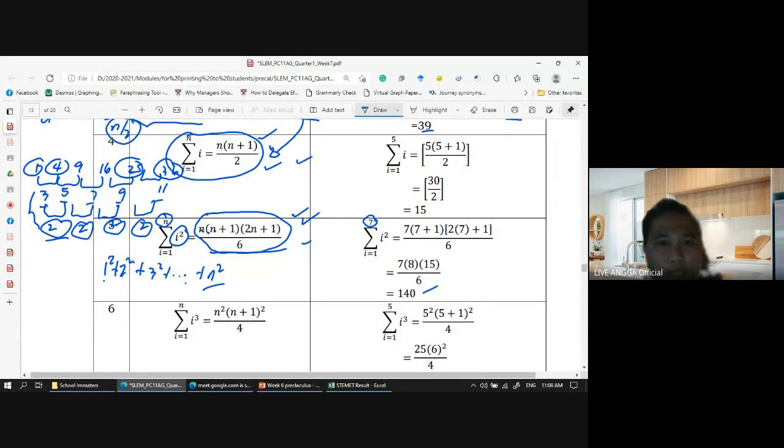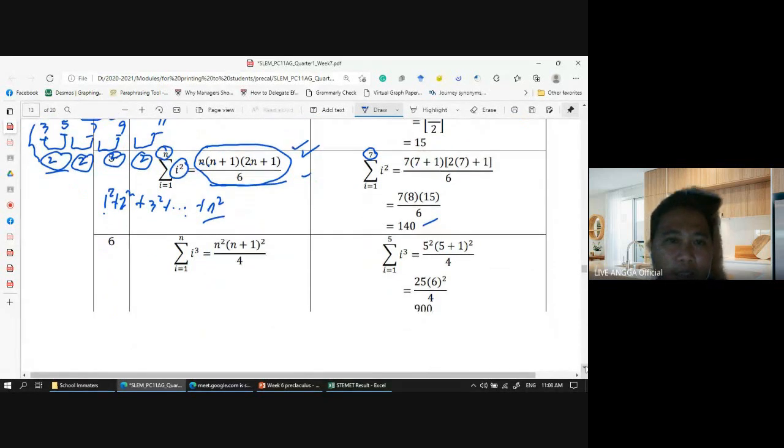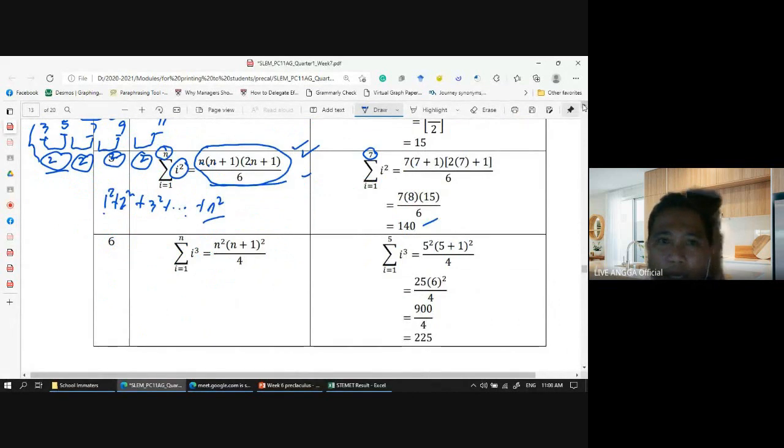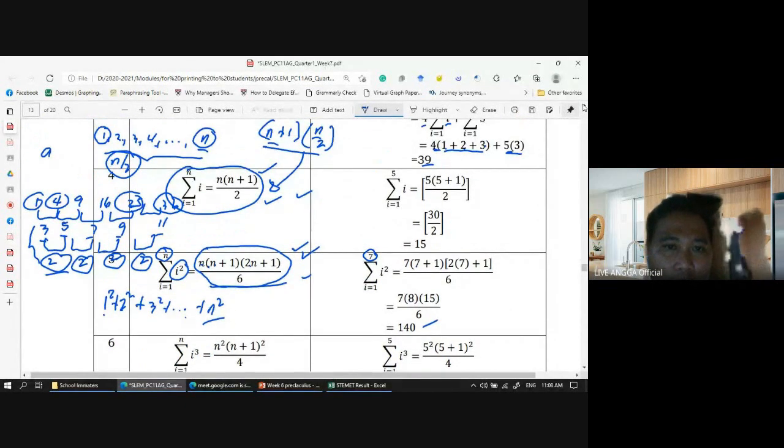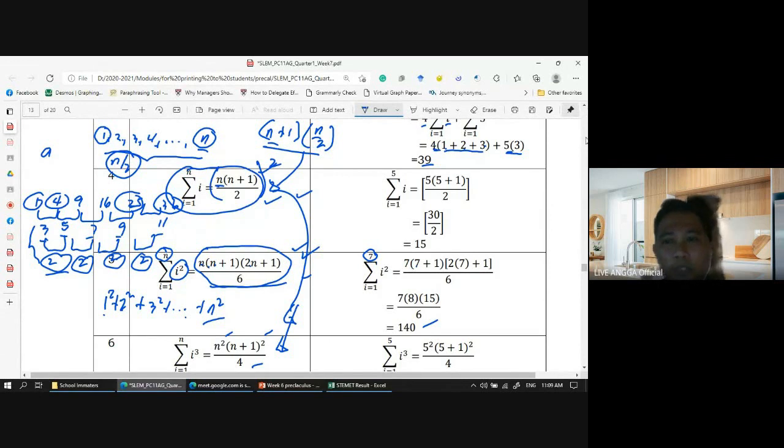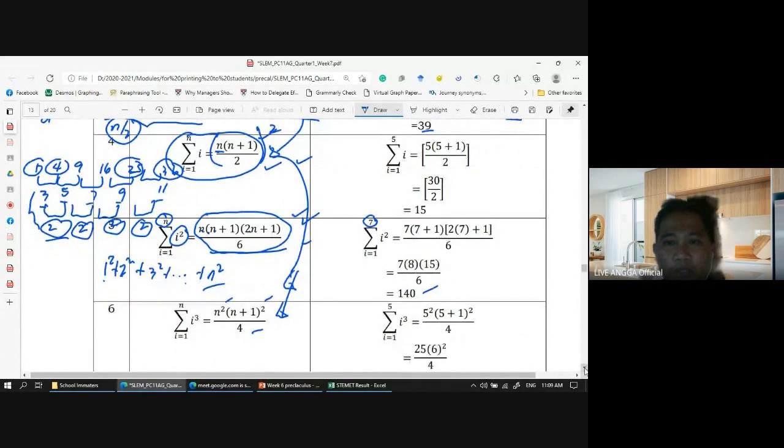So, this is the formula actually. Kung i cube naman, that is n squared times n plus 1 squared over 4. Kung mapansin nyo ang i cube, ay parang pareho lang sa i, no? Na naka-squared. So, kung gi-squared na siya, that is equivalent to that. So, 1 cube plus 2 cube plus 3 cube plus 4 cube, and so on. This is equivalent to this as the square of the sum of i. Okay. This is a property, actually.